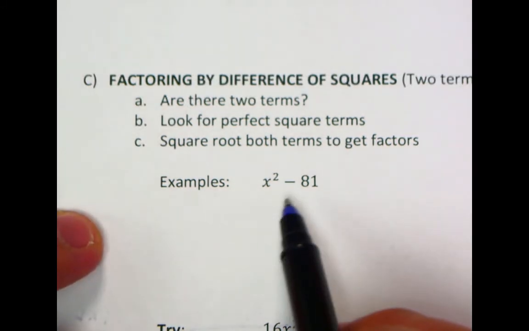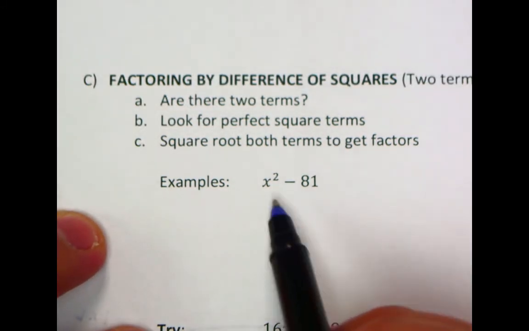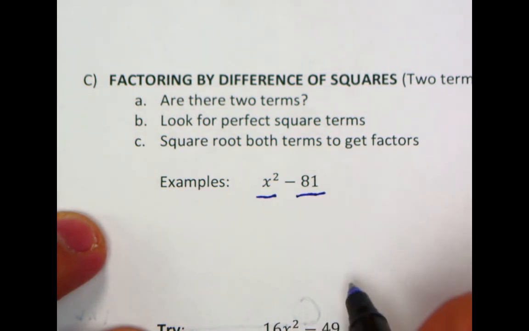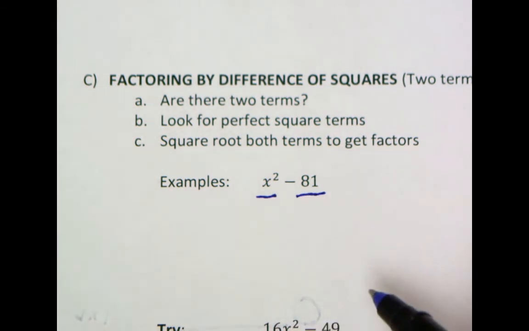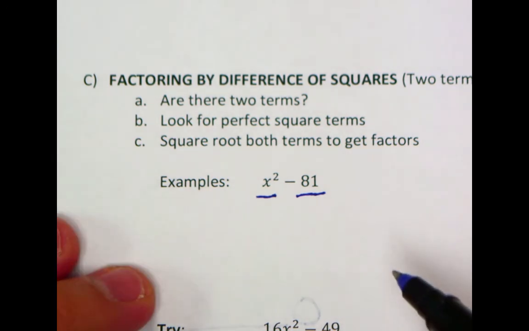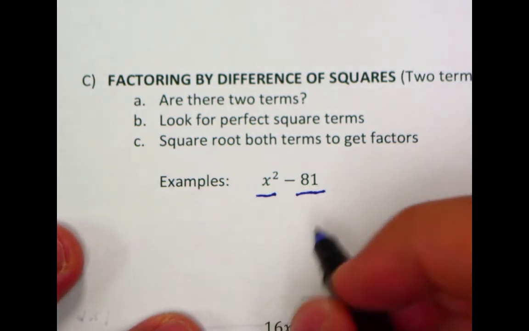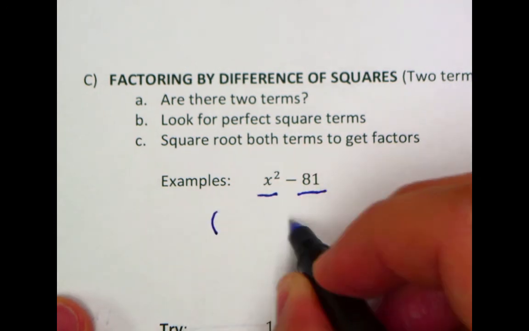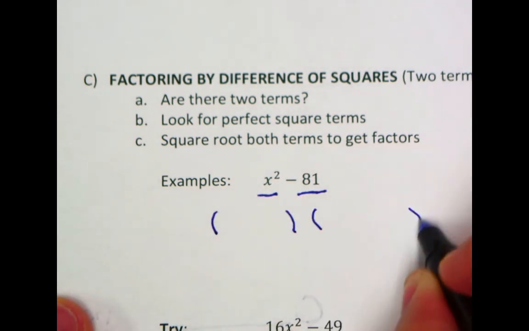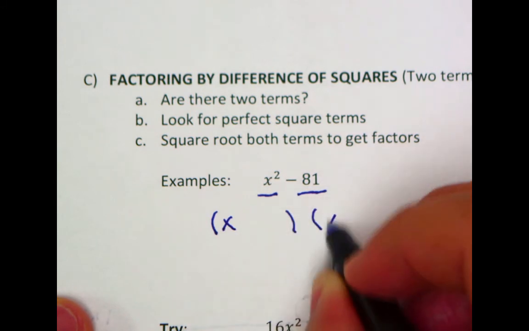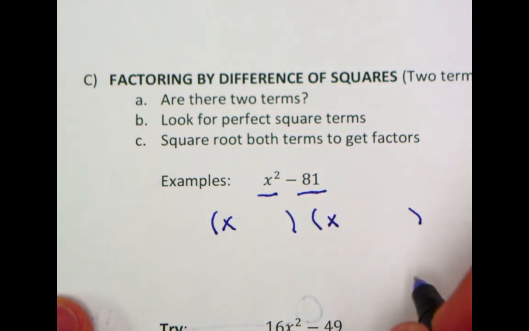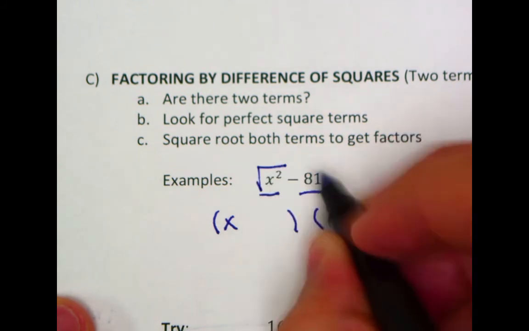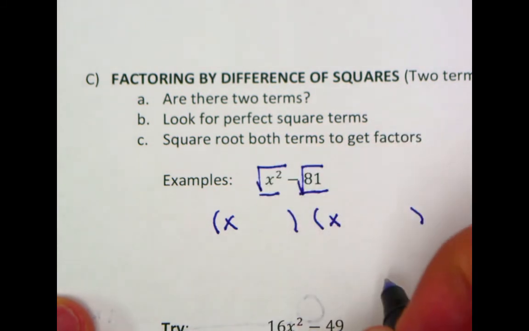So here I have 2 terms. But the one thing that gives it away is that both of these terms are perfect squares. x squared is a perfect square, and 81 is a perfect square. So we can skip all the AC method and go right to our parentheses with the x's in them. Okay? And all you do to fill in your factors is simply square root each of the terms.